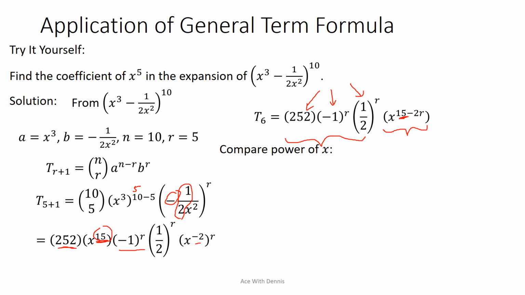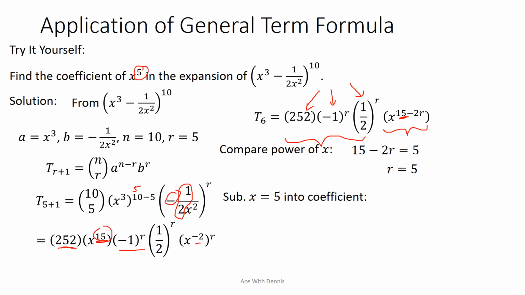Next step, we compare the power of x. We have 15 minus 2r, and we want the power to be 5. So 15 minus 2r equals 5. You solve this equation, and r is equal to 5.